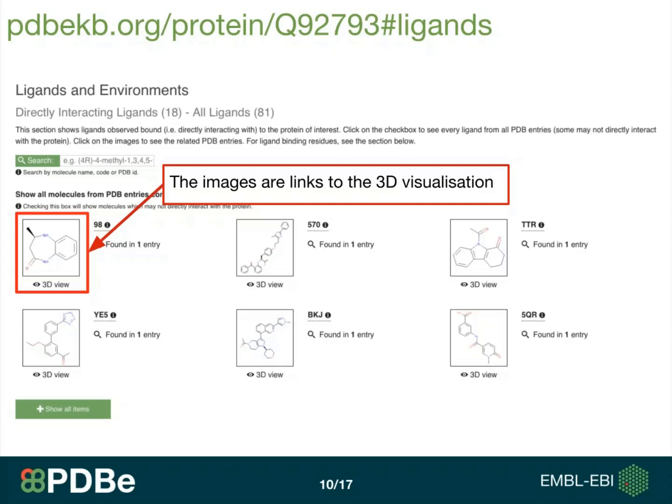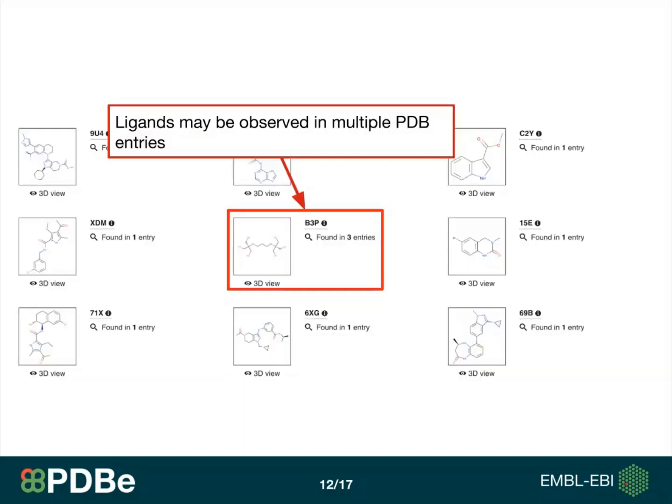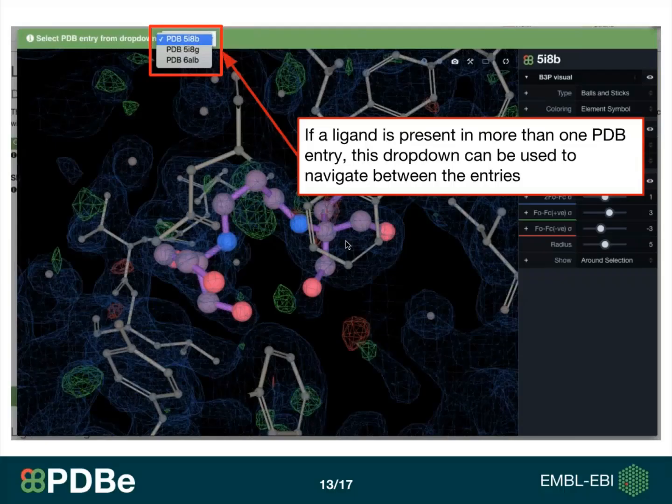And finally, if you click on the small image of the ligand, then you will get to the 3D visualization. This will be by default focused on the first instance of this ligand occurring in contact with the protein of interest. It can happen that you have this ligand in more than one PDB entry, and in this case you will see how many entries this ligand is observed in. In that case, if you go to the 3D visualization, you can use this drop-down to choose which PDB entry you would like to see.